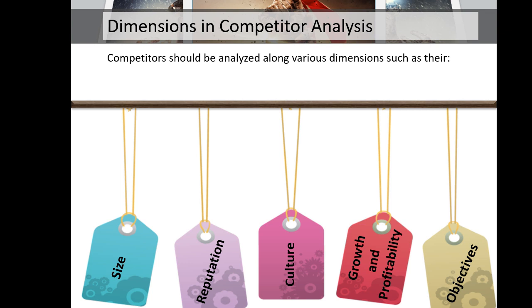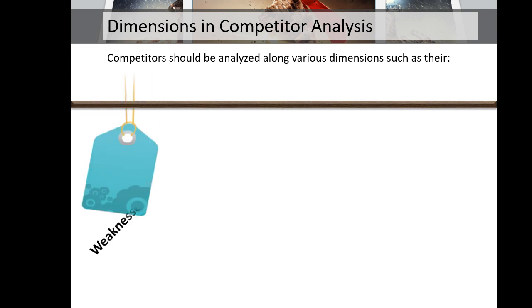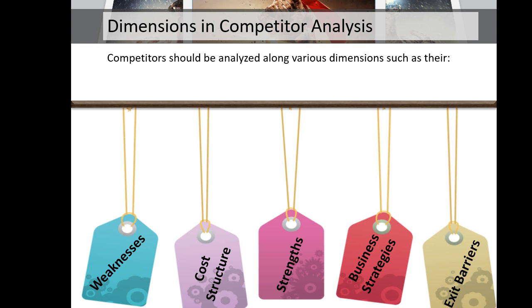Another dimension to use in looking at your competitors is growth and profitability. Is the business growing? What is the profit margin? Objectives. What are the objectives? What is the goal? What is the mission and vision of your competitor? This will help you see where you can position yourself. With the goal, vision and mission of an organization, you can actually tell what they stand for. Okay, so there are so many others.